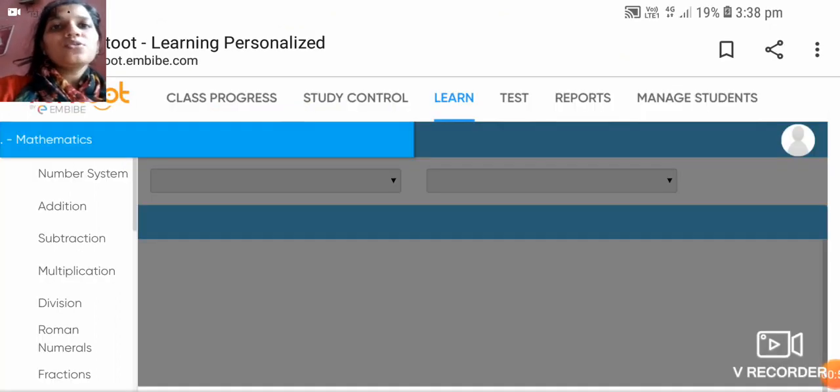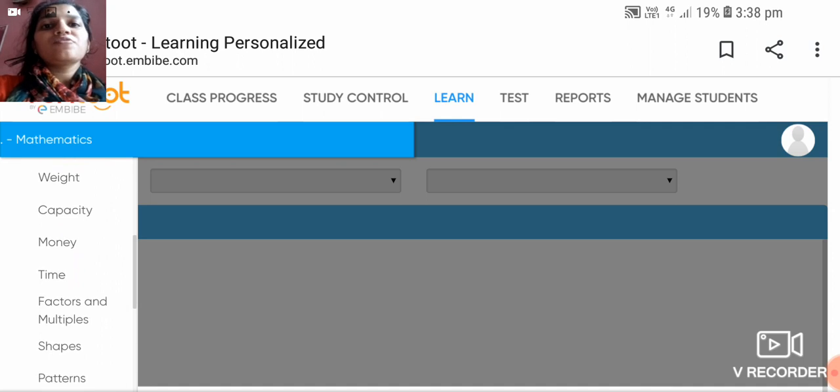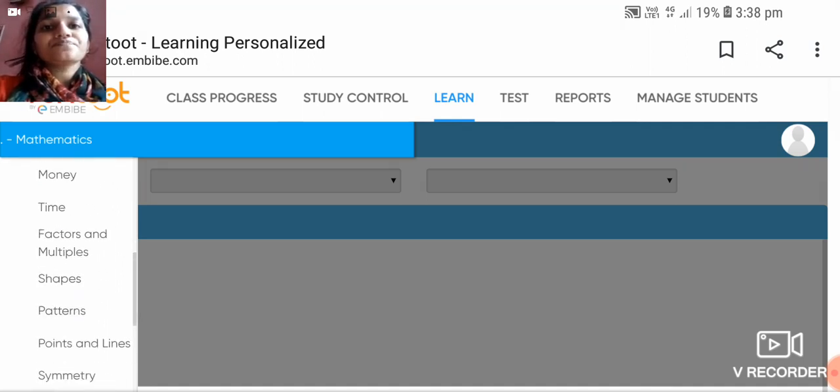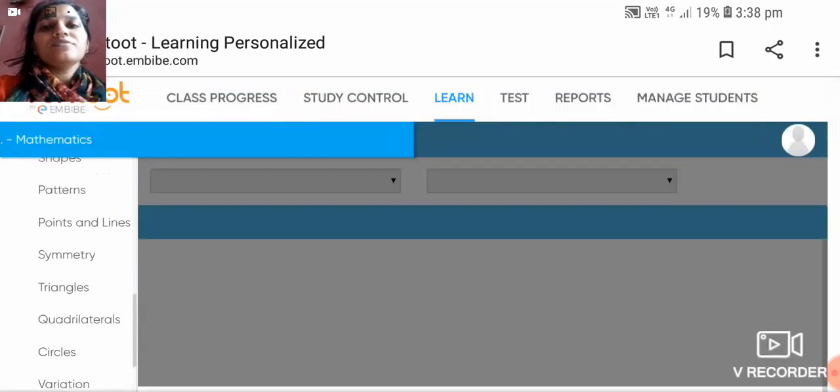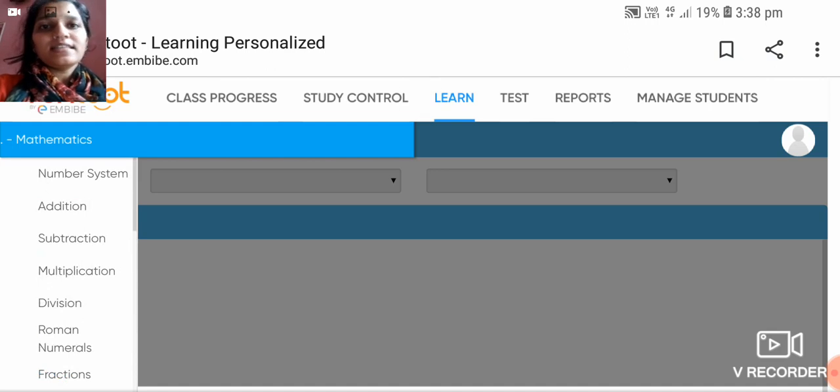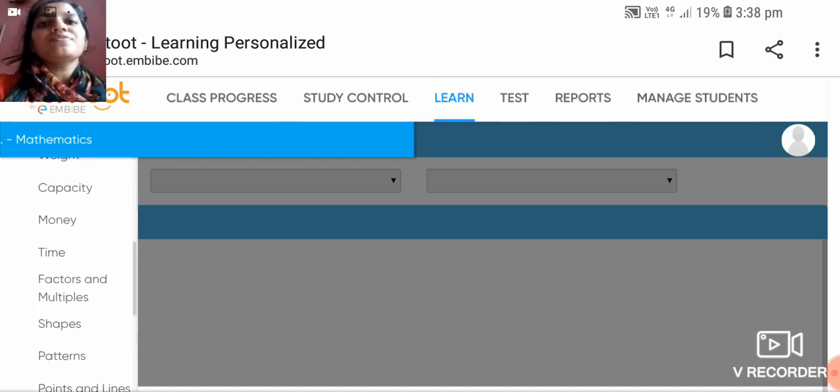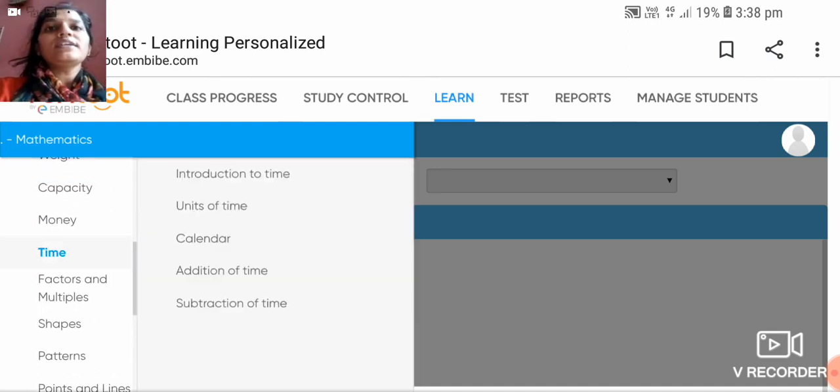So students, now here you can see that I have logged into my Funtuit app, and as we all did yesterday, first of all from this left side we are going to select the name of our lesson. Here we can see the list of names, and now we are going to click on time. As you can see on the screen, I have clicked on time.